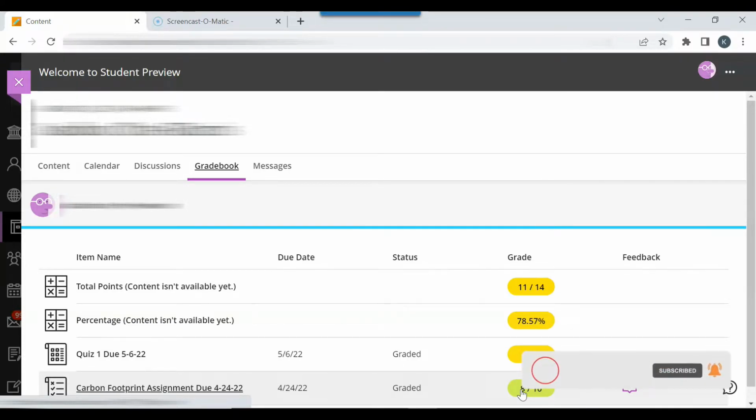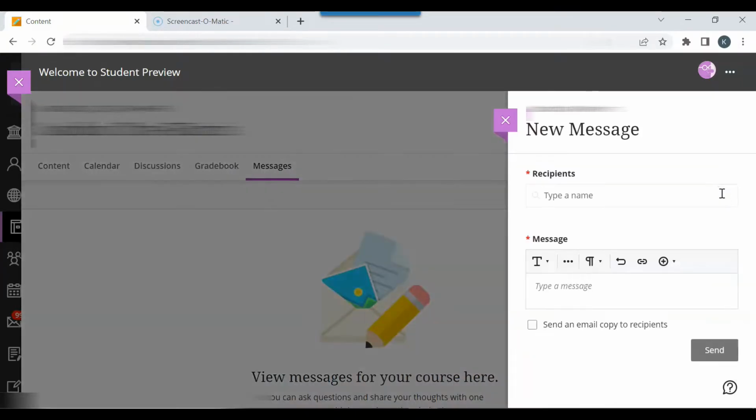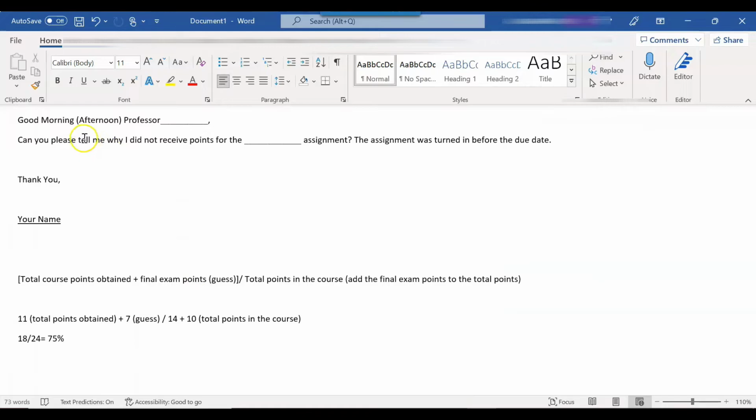If a grade is missing and you know that you turned in the assignment, send your professor a message. Click Messages, click the plus sign, type the recipient's name, type a message. For example, "Good morning" or "Afternoon, Professor. Can you please tell me why I did not receive points for the assignment? The assignment was turned in before the due date."